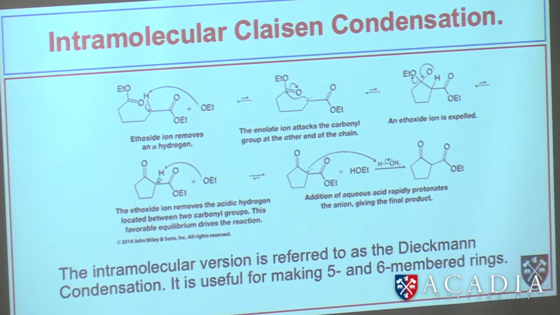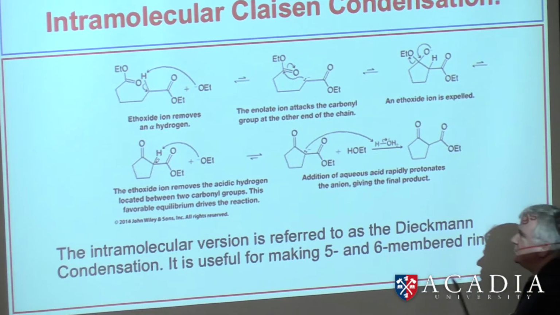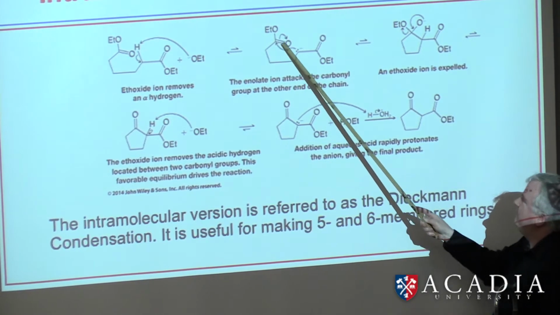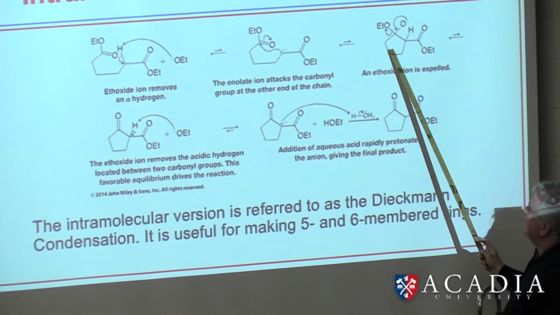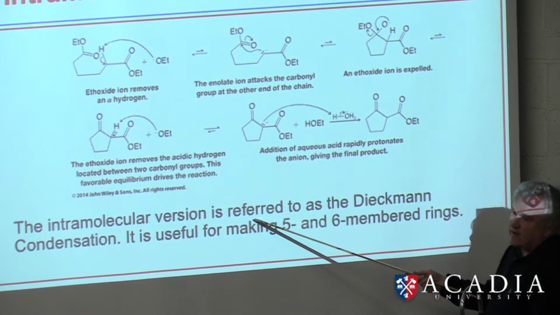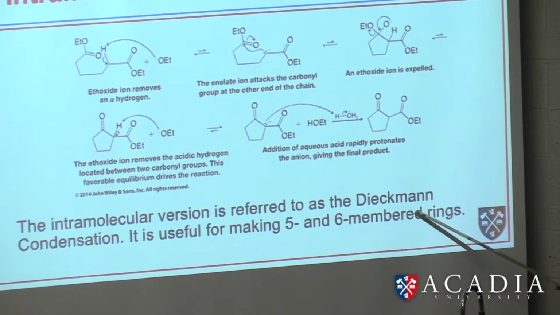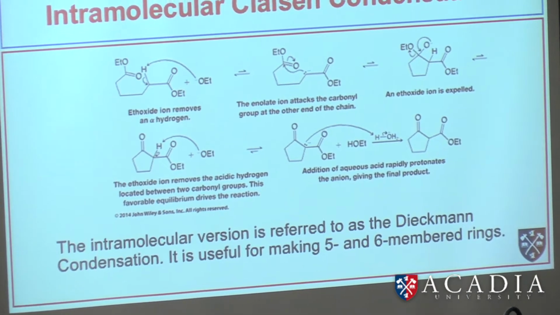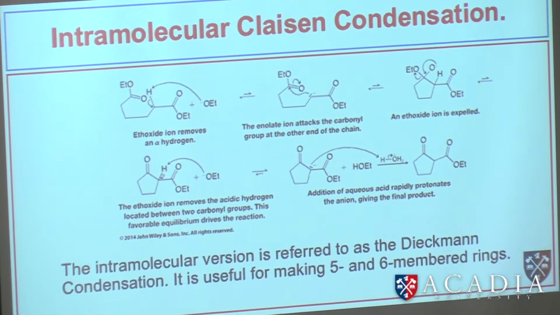Just like we had intramolecular aldols, we can have intramolecular Claisen condensation. As long as we can achieve a conformation, we pull that proton off, and then we get a fairly rapid closure of the ring that drives this reaction to completion. The intramolecular version of a Claisen is called the Dieckmann condensation, and it's useful for making 5- and 6-membered rings, just like the other reaction was.